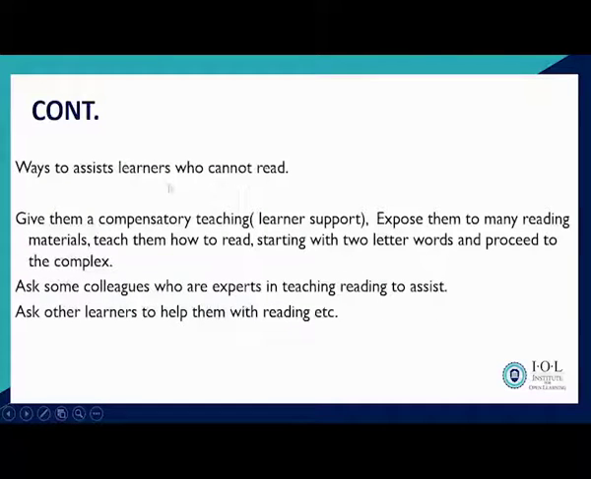Okay, ways to assist learners who cannot read. Learners who cannot read, what are the activities? What should we do with them so that we can assist them and they are able to read? Here are a few points, but I know you are doing a lot in your classes. Tell us, those are the things that I want you to highlight for us, how you can assist those who are struggling to read.